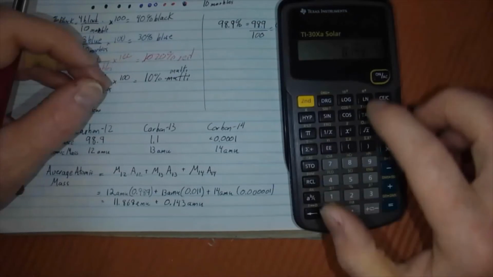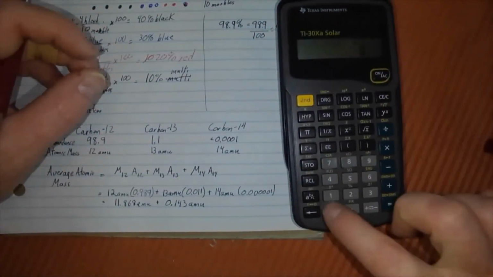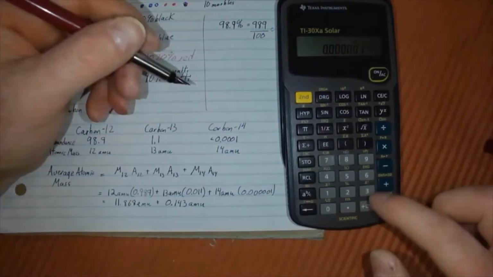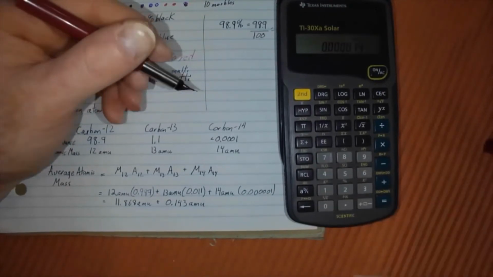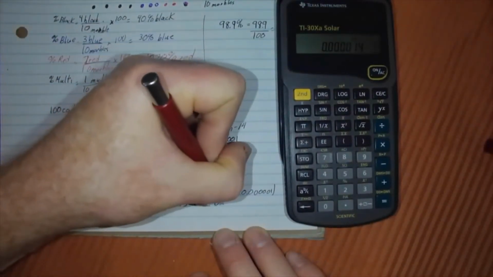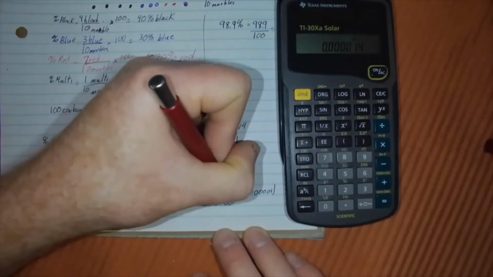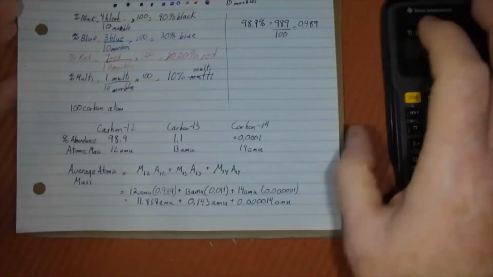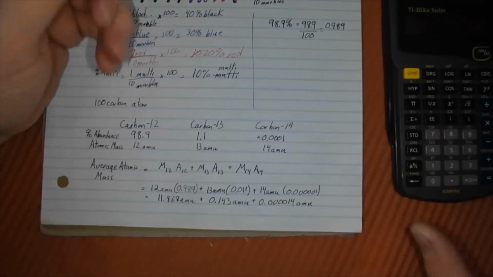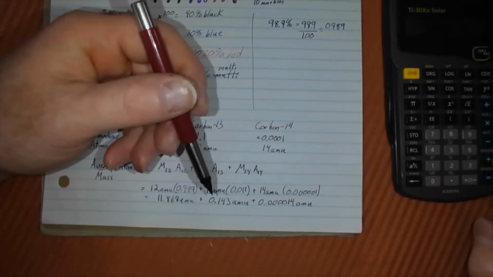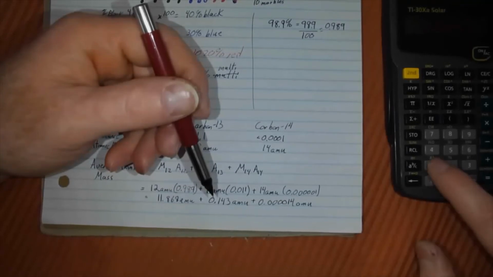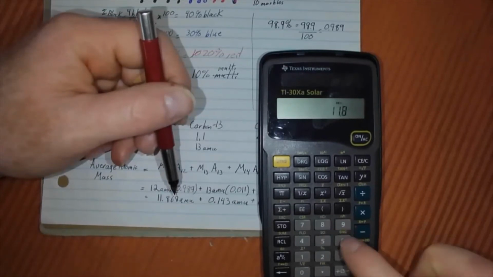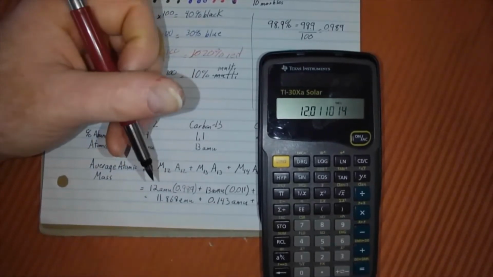Carbon 14 contributes a very small amount; I had the right zeros. So I get these three AMU values, and I just add them up. 0.000014 plus 0.143 plus 11.868 equals 12.011.